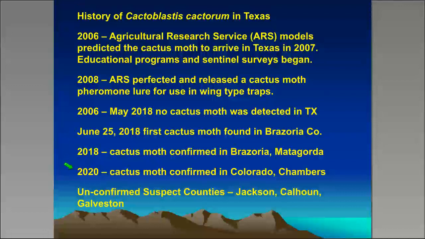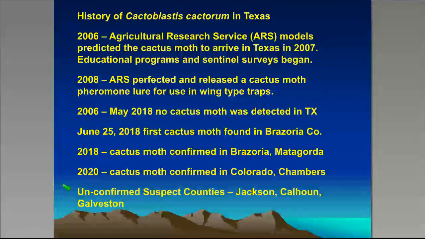If I look at 2020, due to the kind of warm winter that we're having, we've already had larvae on the outside of prickly pear pads where people have found the larvae in Colorado and most recently in Chambers County. So those have been looked at and identified and confirmed to be the cactus moth. So the Colorado County find is Columbus, and over in Chambers County, the larvae were found next to a rice field on prickly pear on top of a levee south of Anahuac.